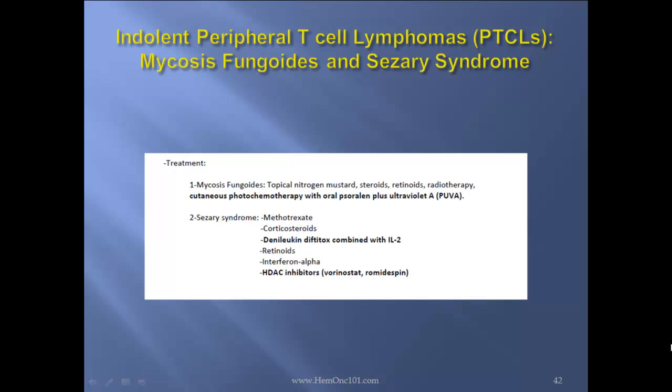Treatment, mycosis fungoides: topical nitrogen mustard, steroids, retinoids, radiotherapy, cutaneous photochemotherapy with oral psoralen plus ultraviolet light A, PUVA. Sézary syndrome: consider methotrexate, steroids, denileukin diftitox, retinoids, interferon alpha, and HDAC inhibitors such as vorinostat or romidepsin.